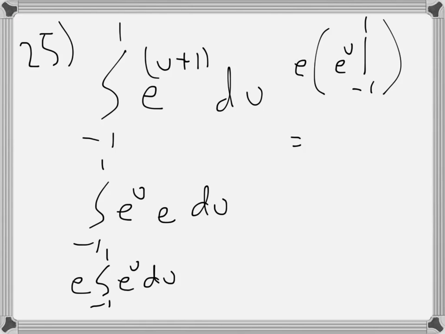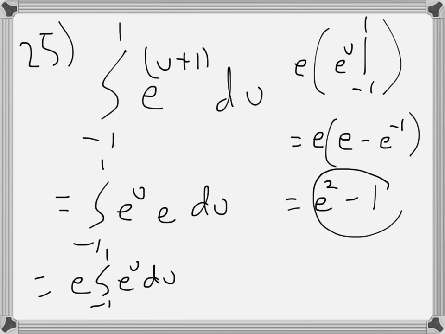So that would then be e times e minus e to the minus 1. So I guess that's e squared minus 1. The way I got the 1 was that e to the 1 times e to the minus 1 is e to the 0, which is 1.